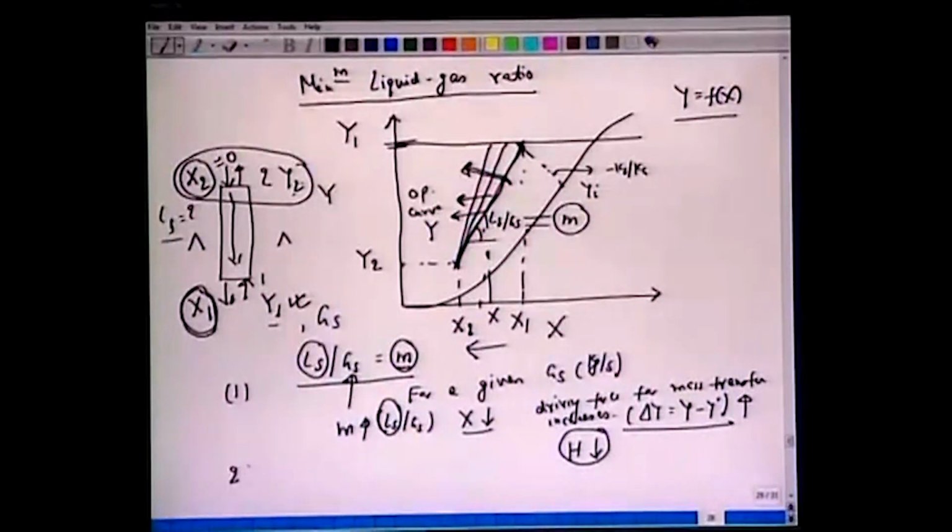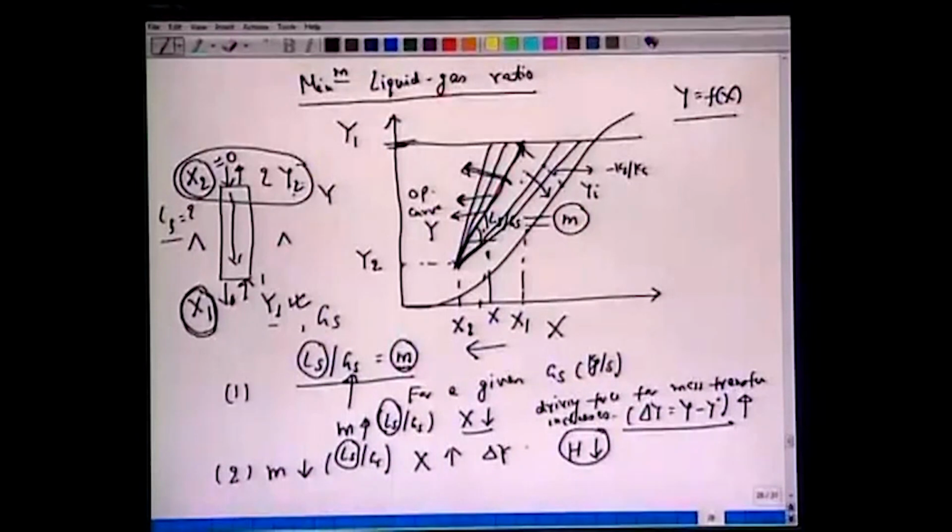Let's take the second case. Now let's decrease the slope. That means for a fixed Gs, our curve now goes like this. Now if it moves in this direction, we just have the reverse effect. If m decreases, or Ls by Gs decreases, the amount of solvent is decreasing. If the amount of solvent decreases, the mole fraction or the concentration of the spent liquor will increase. That's expected because now we have a small amount of liquid, so the liquid will be more concentrated here. x will increase, but what happens to the driving force? Now the driving force decreases and the height of the column will increase.